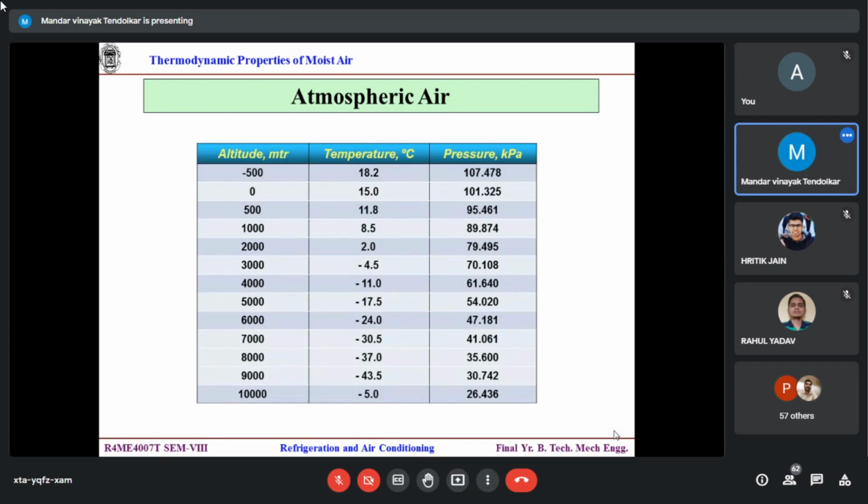So here in tabular form, I have given the data on how the altitude changes. It goes on increasing, the temperature reduces and goes to the negative part. It should be minus 50, not minus 5. And pressure reduces: 101.325, that is 1 atmosphere, then 95, 89, 79, 70, and so on. So pressure is reducing and temperature is reducing as your altitude increases. It's a typing mistake for the last part; here it should be 50.